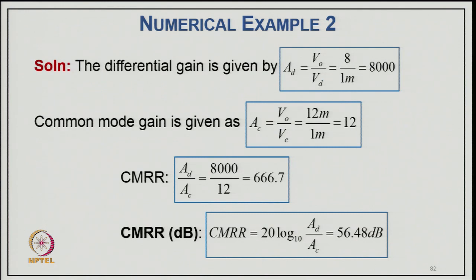So now the differential gain here is given by AD equal to VO upon VD, that is 8 upon 1 milli, so 8000. And your common mode gain AC will be VO upon VC, 12 m upon 1 m, that is 12. CMRR will now be AD upon AC, that is 8000 divided by 12, so it is 666.7. And CMRR in dB we calculate as 20 log 10 of AD upon AC, which comes to 56.48 dB.